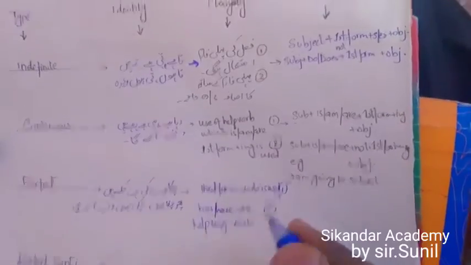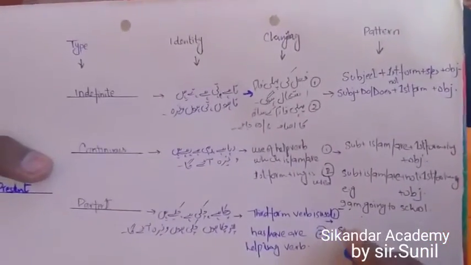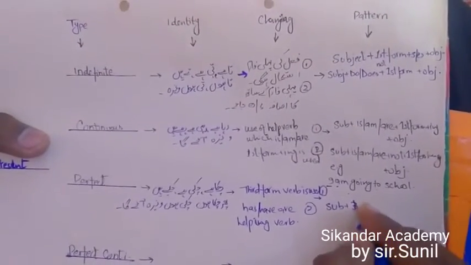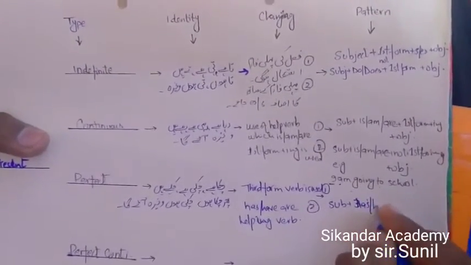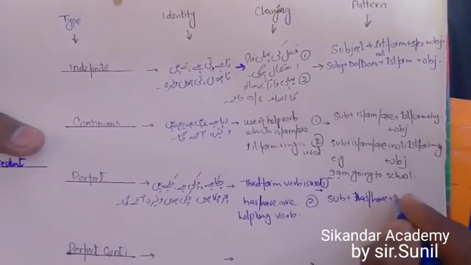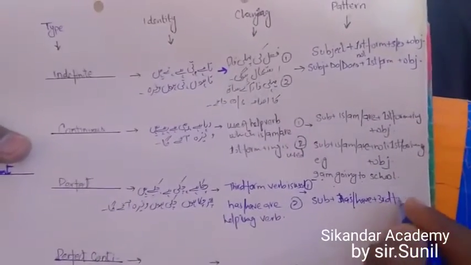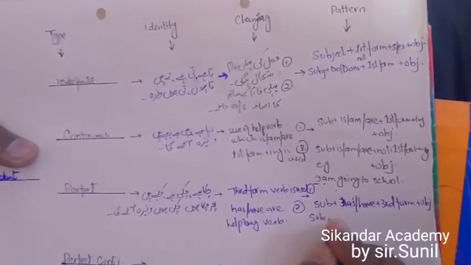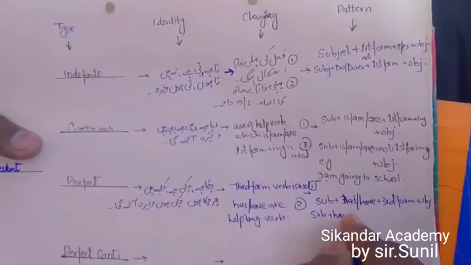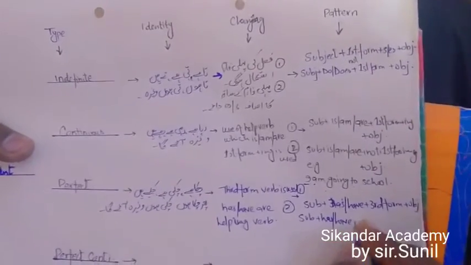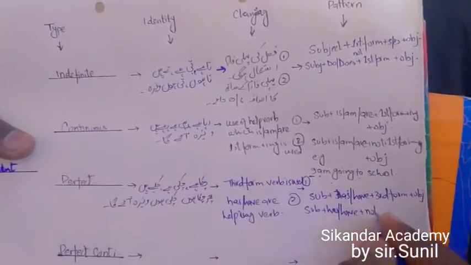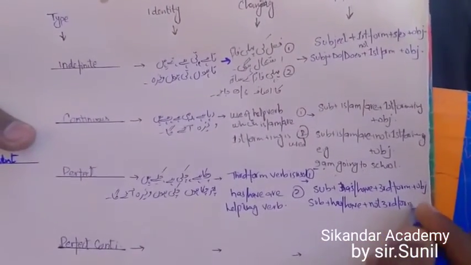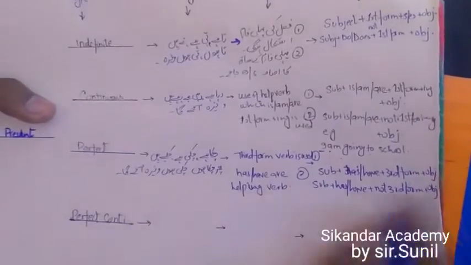Now we are going to the structure or pattern of the formula: subject plus has, have plus third form plus object. Subject plus has, have plus not for the negative sentence, third form plus object.